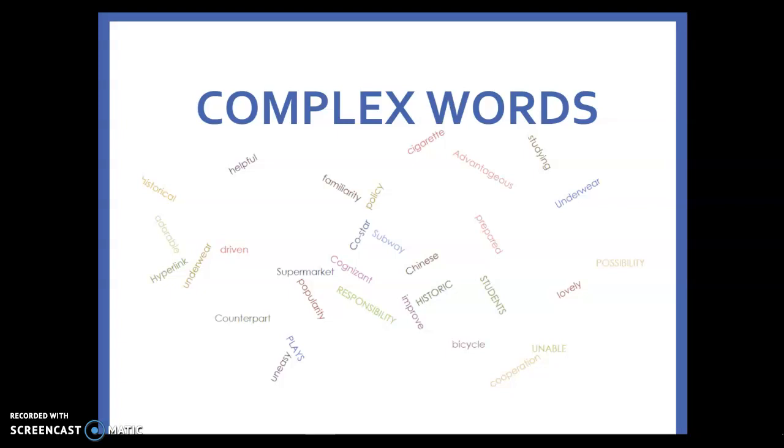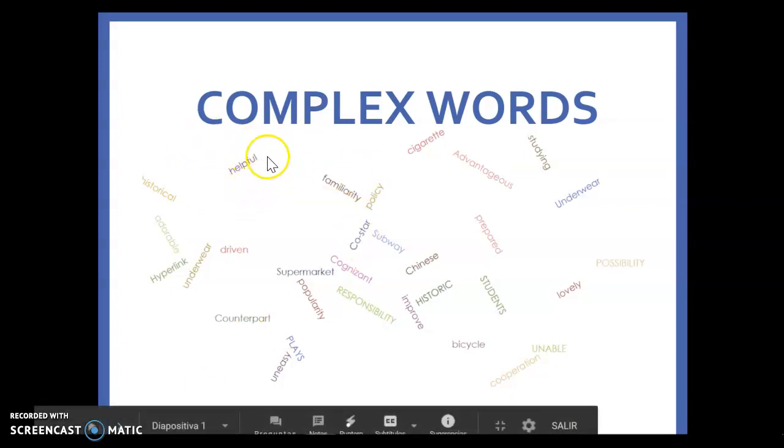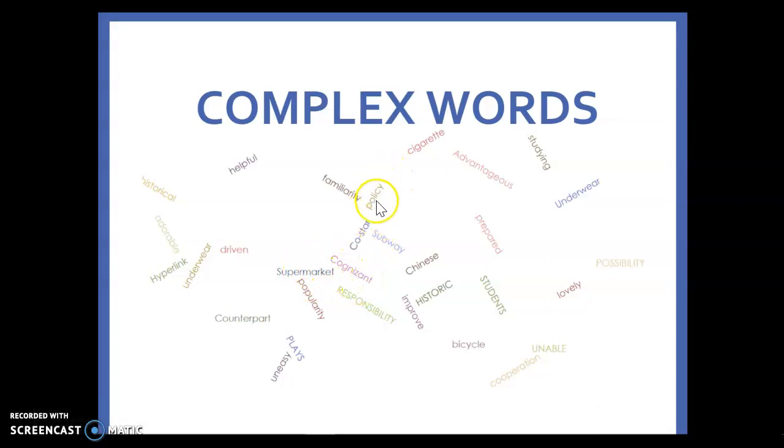In this slide we have here, you will see there are some words like helpful, historical, supermarket, popularity, co-star, policy, cigarette. They are words containing more than one syllable, and as a consequence, there's just one syllable standing out in the word, and the rest of the syllables are weakened. But let's see what complex words are.